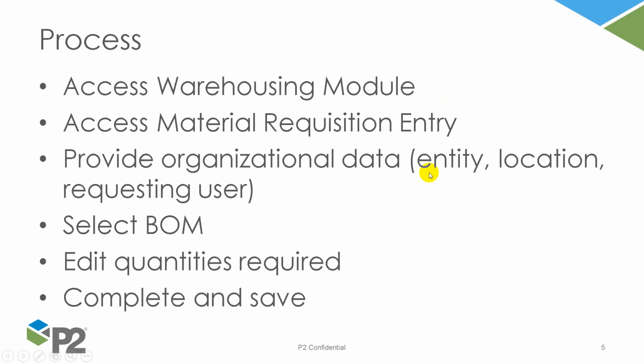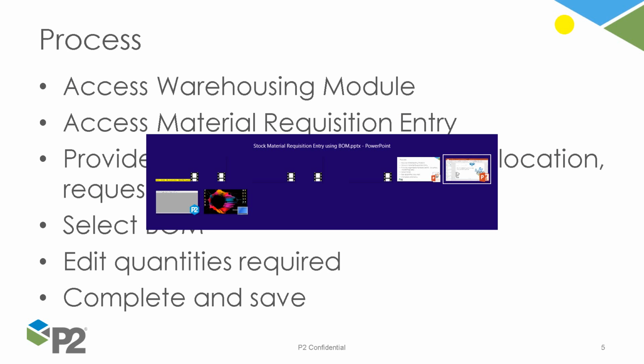So for the process, the user has to access the warehousing module. Say I'm in the field and I identify the need for a well service. I'm going to request the materials for this to be issued by the warehouse to me, so that I can go ahead and do the well service. So I will access my warehouse module, go to the material requisition entry screen, enter the entity, location, and requesting user, select the bill of materials, edit quantities required if needed, and then complete and save. So let's look at that.